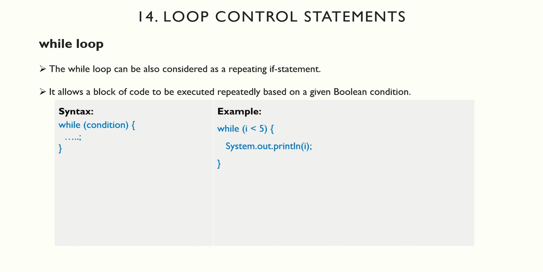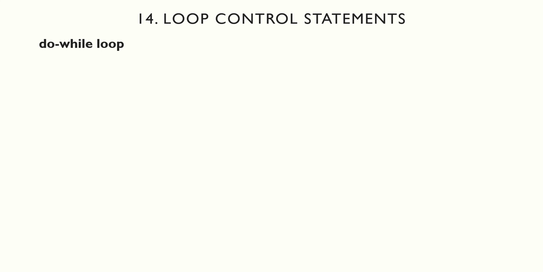It is also called the entry controlled loop, as the condition check is at the beginning of the loop. Whenever you don't know the number of iterations in advance, it is recommended to use a while loop. Syntax example.